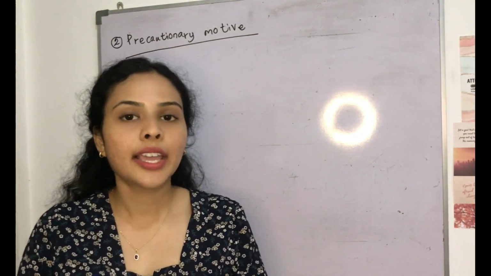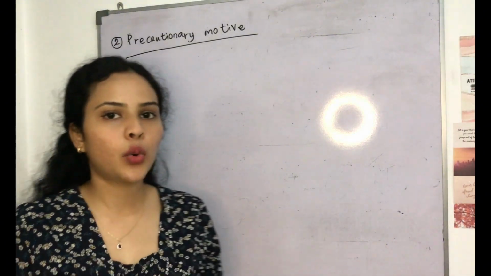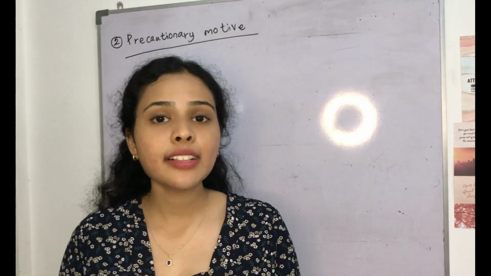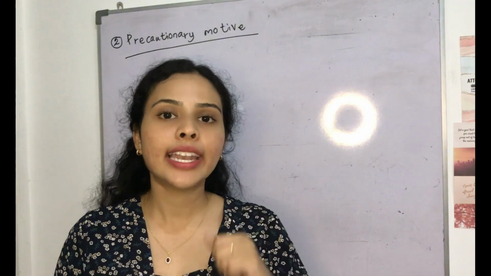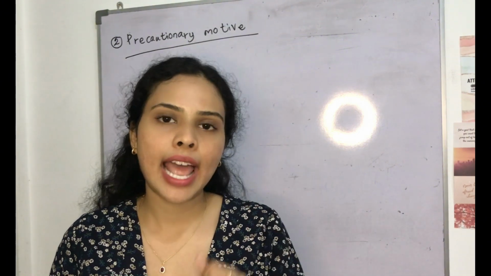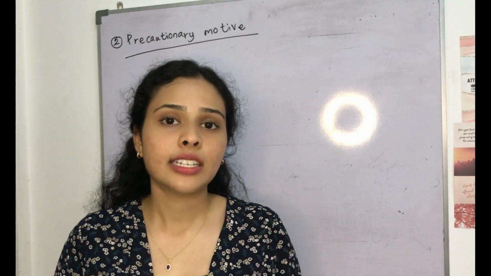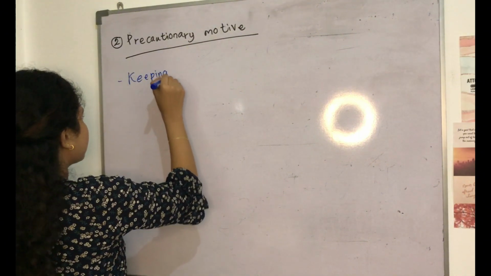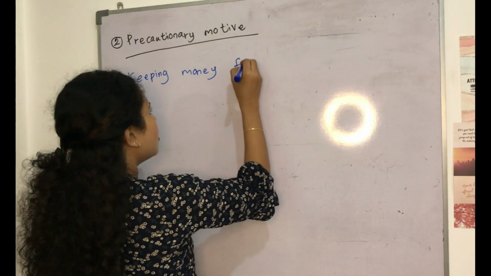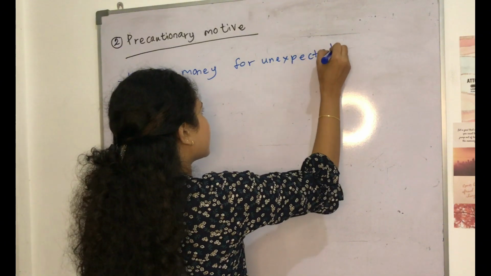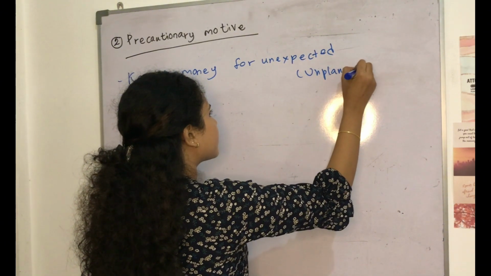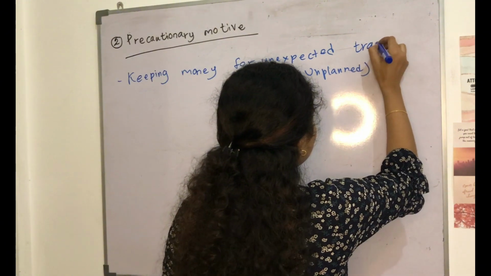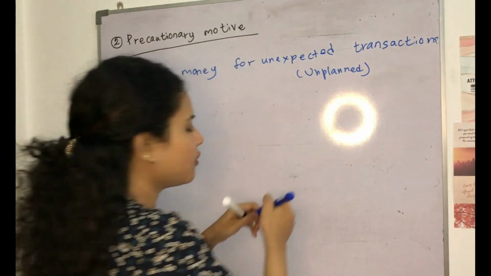Now, the second reason behind why people demand money is precautionary motive. What do we mean by this? That means keeping money to meet unexpected or unplanned situations, unplanned events. Keeping money to meet unexpected expenditures. It's better to use the word transactions than situations: keeping money for unexpected transactions.